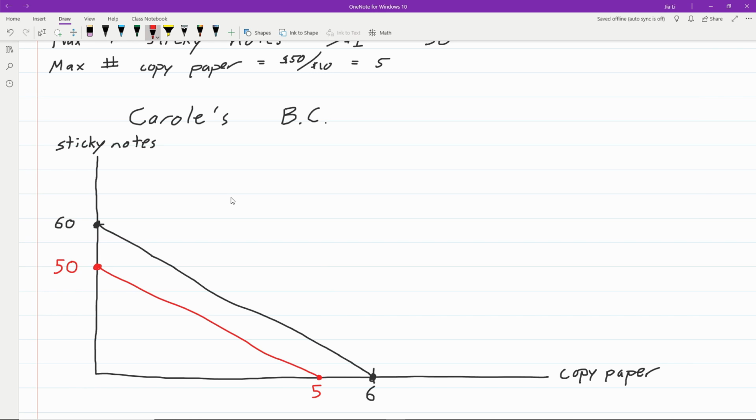And that's what that would look like if Carol's budget became $50 instead of 60, if it becomes smaller, right? And of course, if it becomes smaller than 50, then we would just shift it even further inward.